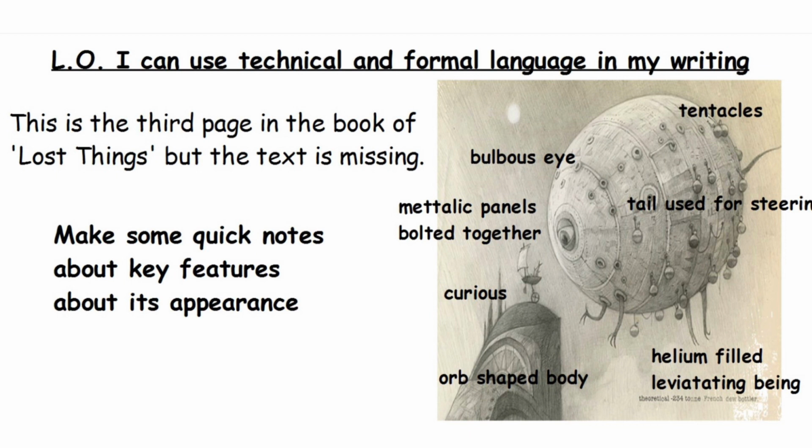one of your own. This is the 3rd page in the book of the lost things, but the text is missing. Have a look at this creature. You're going to make some quick notes about the key features of its appearance. I've added a few on the flip here for you to get you started.